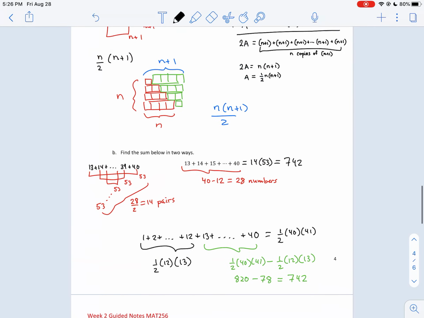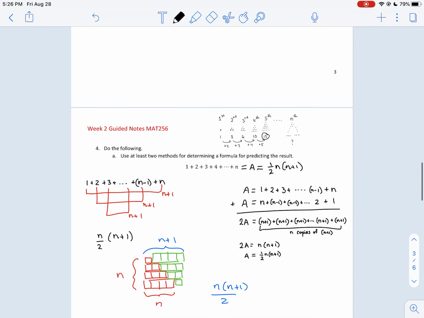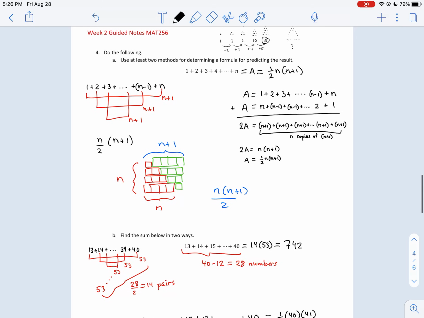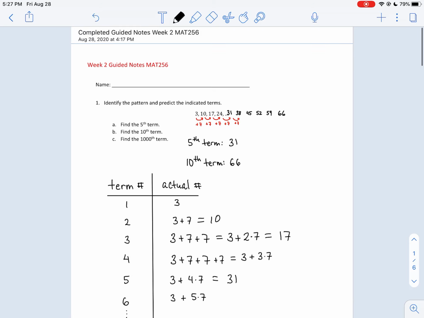All right, so this ends our lesson on pattern recognition and adding numbers like 1 through n and finding shortcuts for getting the result. And now it's up to you to complete your homework assignment.